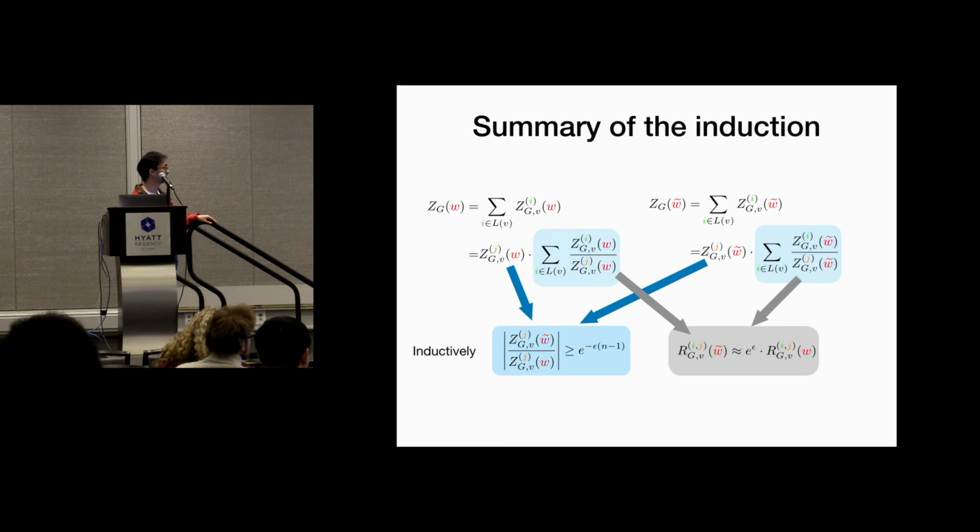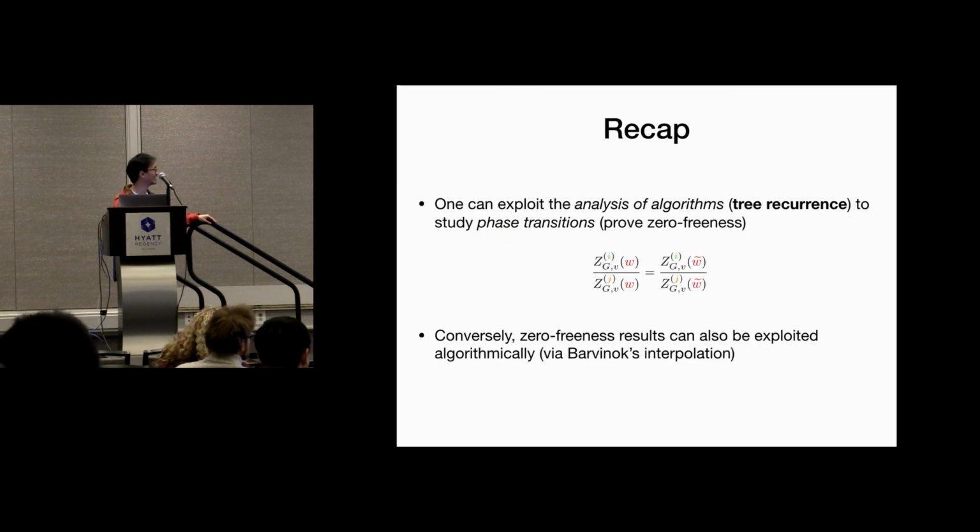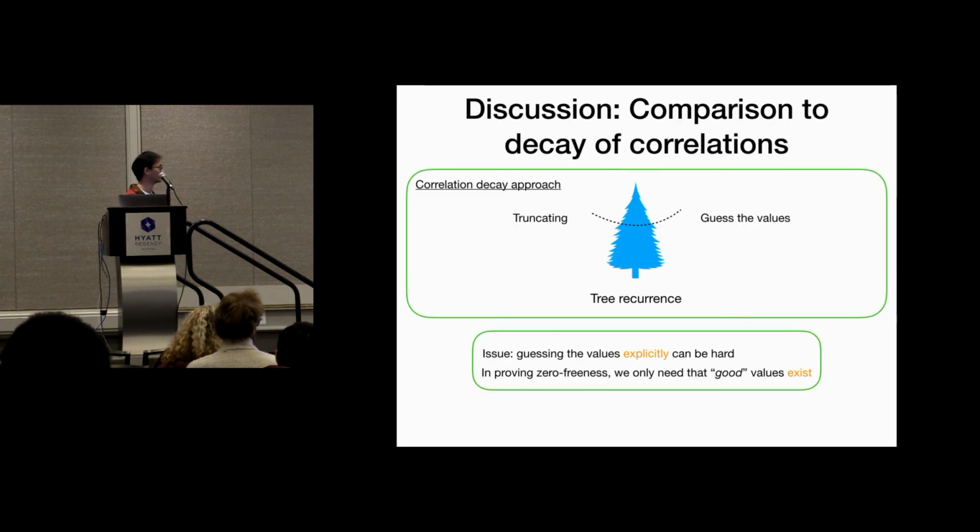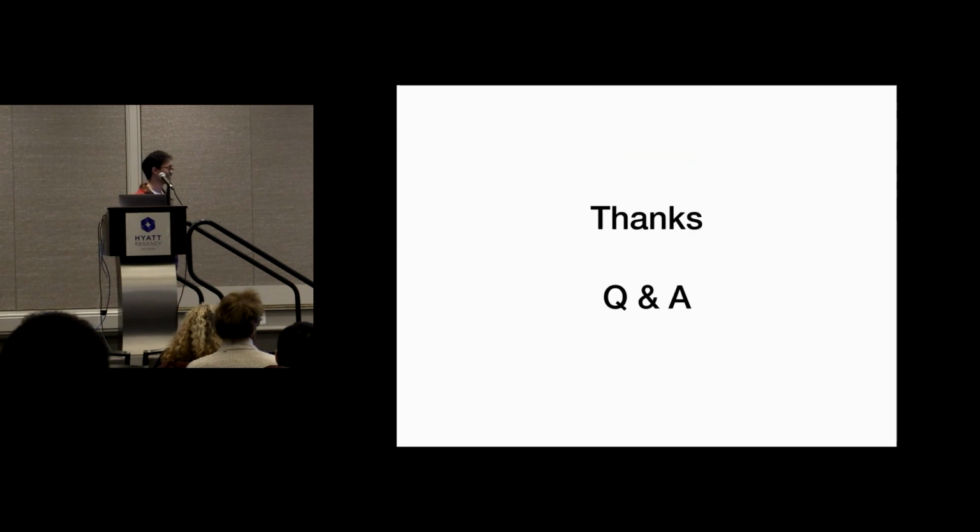Okay, I'm running a little bit out of time, so let me just quickly recap. We can exploit an analysis of an algorithm, which is a tree recurrence, to prove that the marginal distribution, when you move to the complex plane, still remains roughly the same as the real-valued marginal distribution, and we use that to prove zero freeness. Conversely, it has been shown that zero freeness results can be exploited algorithmically. Using both connections, we conclude our new algorithms. Okay.